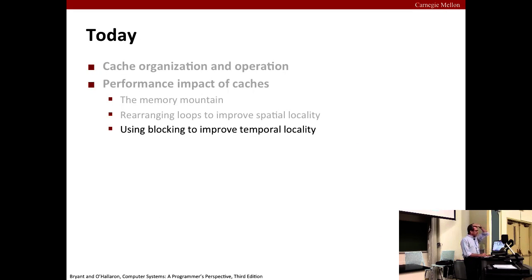In the last 10 minutes of the class, we're going to look at how to improve temporal locality. What we did when we rearranged our loops in the matrix multiplication was improve our spatial locality, but we didn't really do anything to improve the temporal locality. To improve temporal locality, you have to use a technique called blocking. This is important to understand because you're going to need it in your cache lab, for one thing. But it's also a very general technique anytime you're having issues with temporal locality.